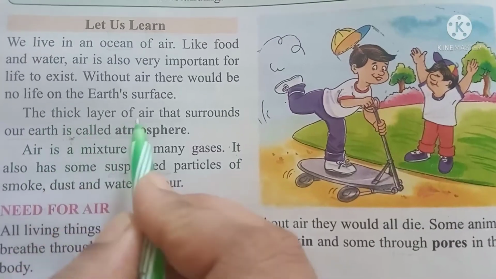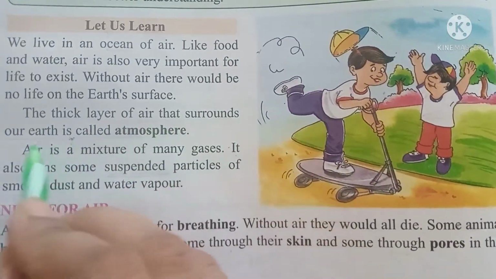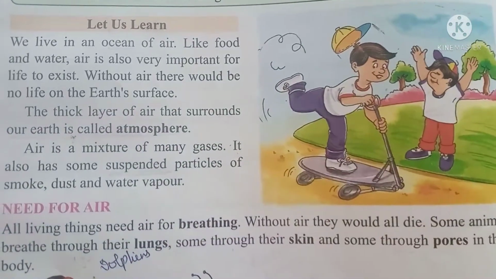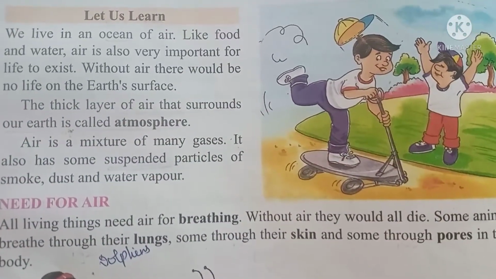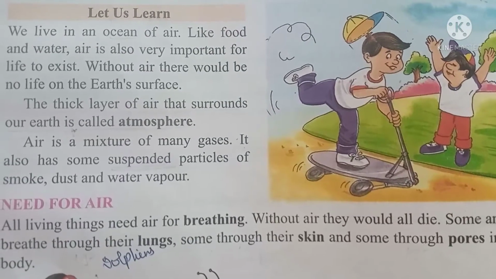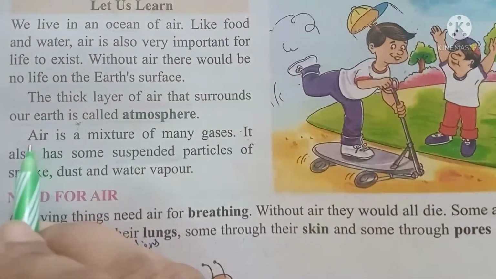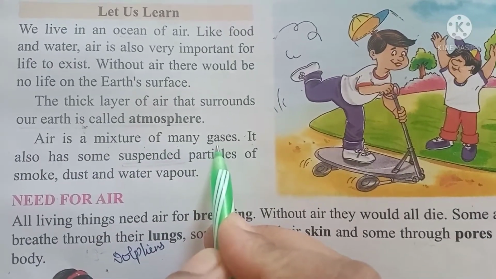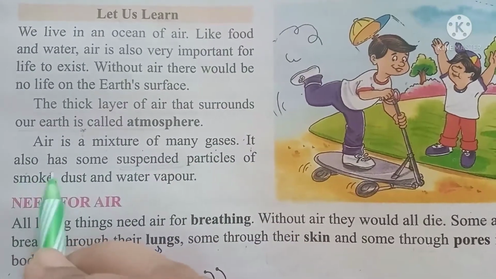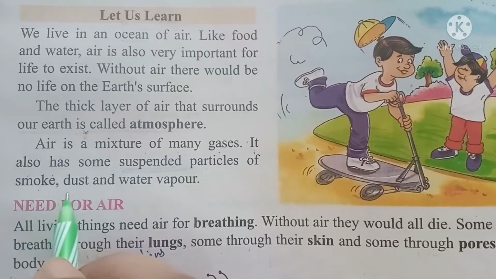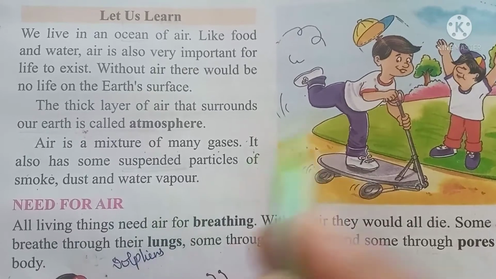The thick layer of air that surrounds our earth is called the atmosphere. Air is a mixture of many gases. It also has some suspended particles of smoke, dust and water vapor.